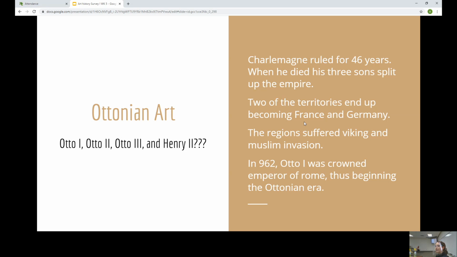The region did suffer after the split, obviously. I mean, it doesn't take a rocket scientist to figure that out, because of Viking and Muslim invasions into the different regions. You have the Vikings coming down from the north, Muslims coming in from the south. You're all divided now. You don't have that giant empire now. This does lead to Charlemagne's son as well not lasting too long. And who takes over? The Ottos.